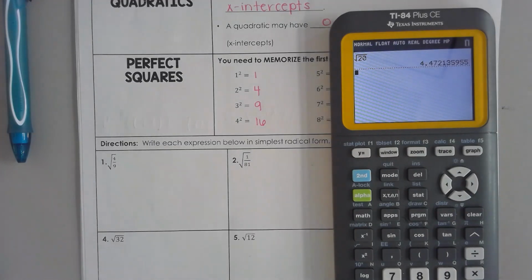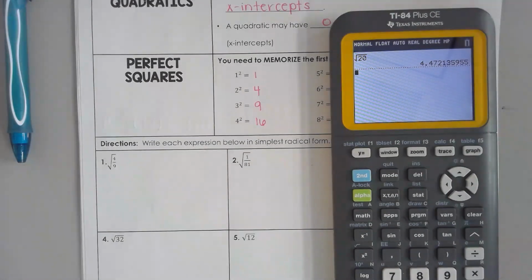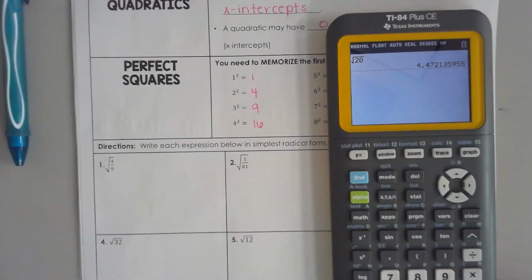We're going to be working with numbers that are not perfect squares. And I'm not going to allow you to give me a decimal. I don't want you typing them in. We're going to simplify them so that there will still be a square root as part of your answer. So that's what we're going to start with today.